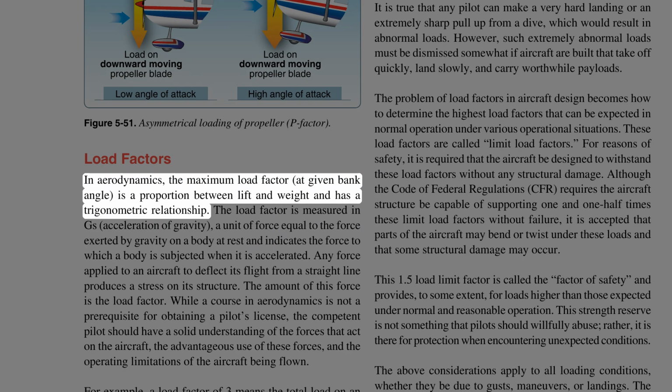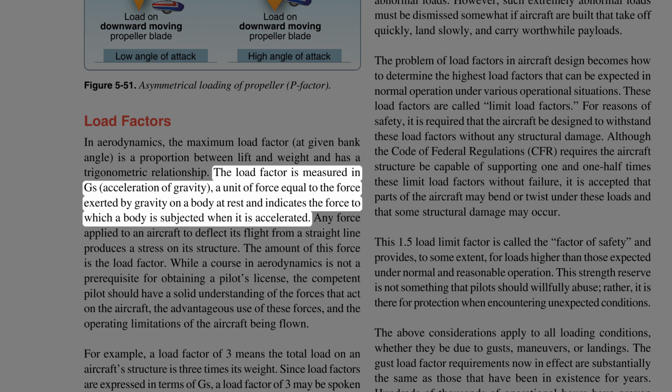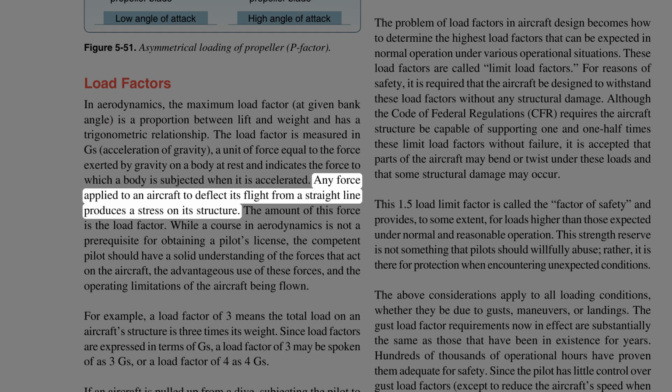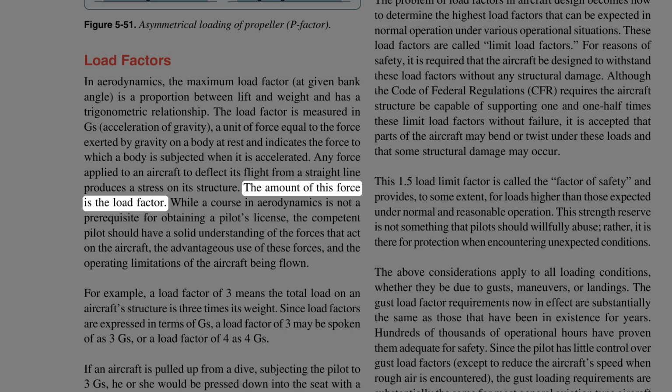Load factors. In aerodynamics, the maximum load factor, at a given bank angle, is a proportion between lift and weight and has a trigonometric relationship. The load factor is measured in G's, acceleration of gravity, a unit of force equal to the force exerted by gravity on a body at rest, and indicates the force to which a body is subjected when it is accelerated. Any force applied to an aircraft to deflect its flight from a straight line produces a stress on its structure. The amount of this force is the load factor.